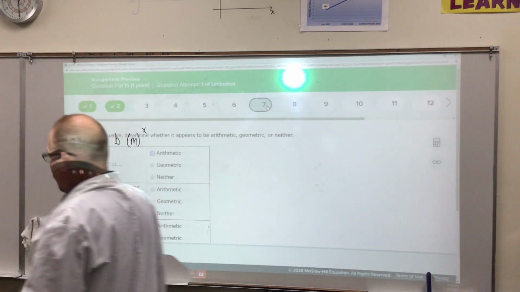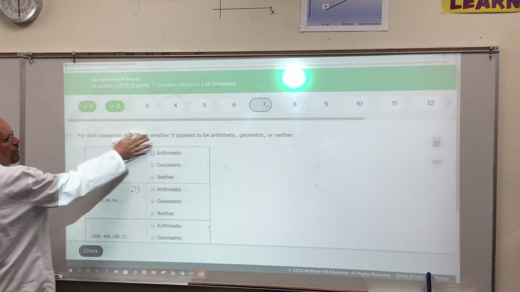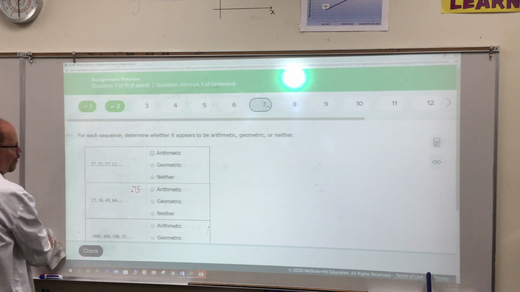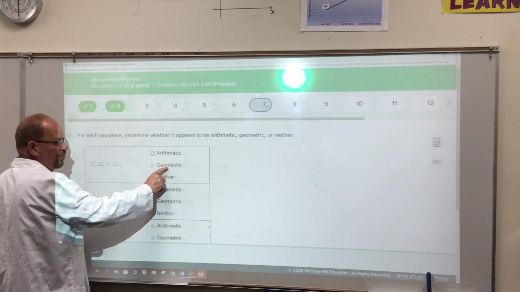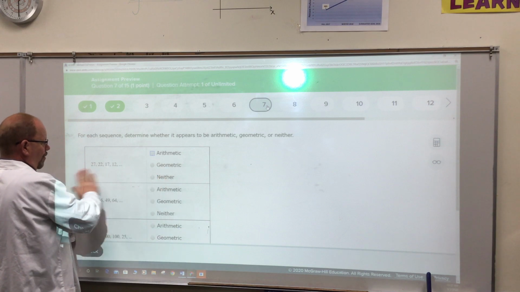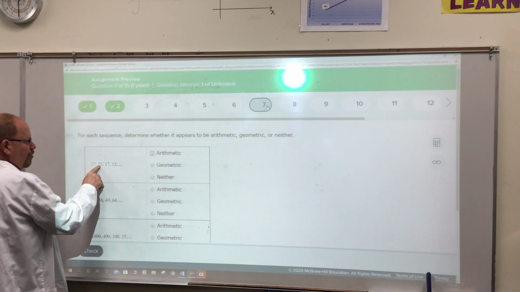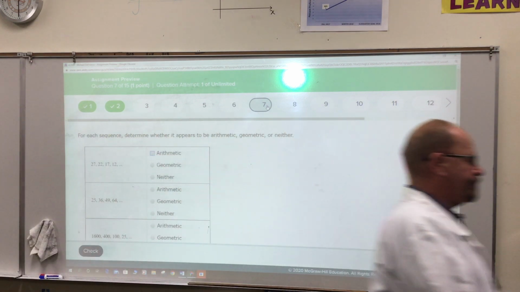Table for an exponential function. Is it arithmetic, geometric, or neither? In other words, is it following a linear pattern or an exponential pattern or neither? So 27, 22, 17, 12. Looks like we're subtracting 5 each time. That makes that arithmetic.